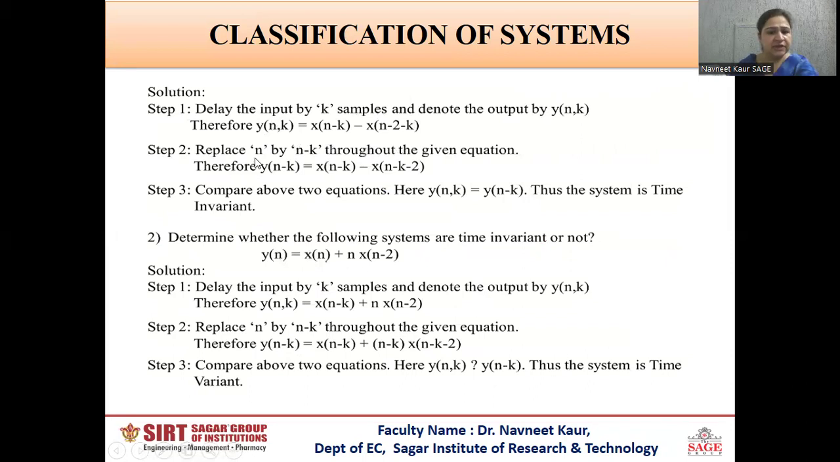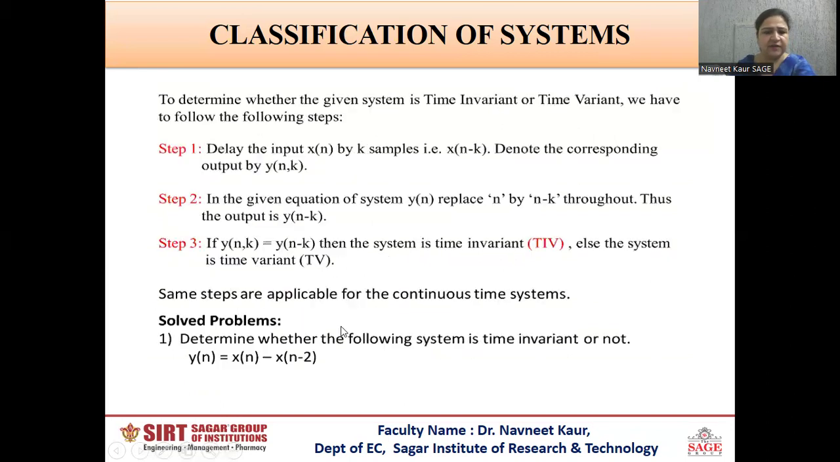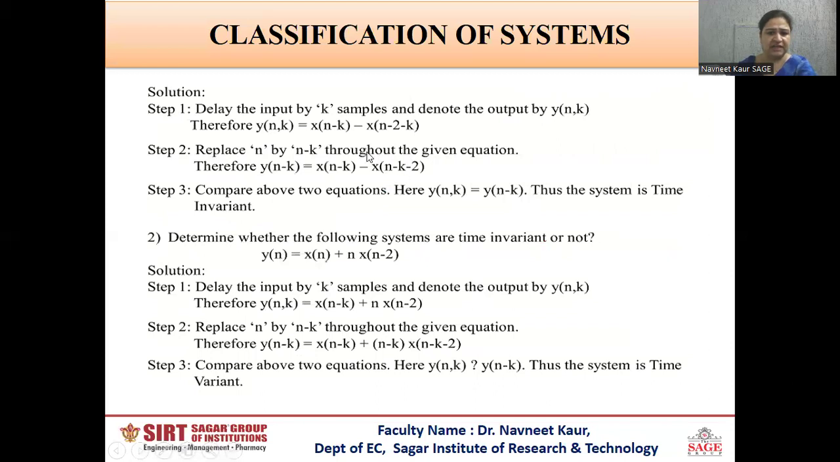Now, coming to the next system equation, if I give x(n) to the system, I'll get y(n). Now, y(n) will be this. Now, I'll delay y(n) by k units. So I'll get y(n minus k), as wherever it is n, I'll write n minus k. So I'll get x(n minus k) minus x(n minus k minus 2). So this I'll get for the second system equation. Now, I can see here y(n, k) is exactly equal to y(n minus k). So the system given is time invariant.